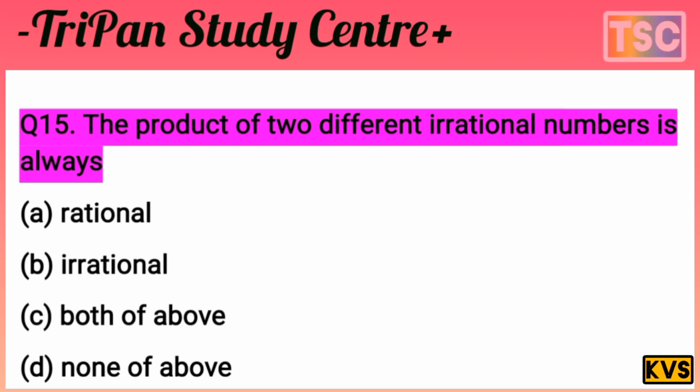The question is clear. The product of two different irrational numbers is. Two different ones, it means the answer here is B, irrational number. Option B is correct.